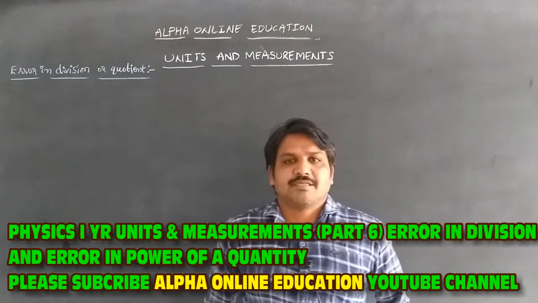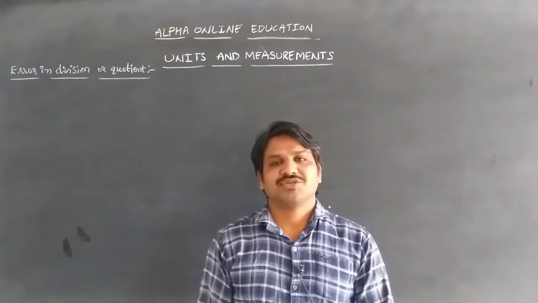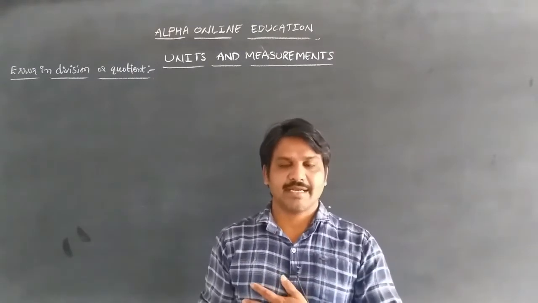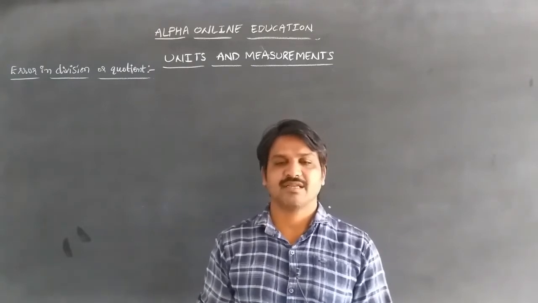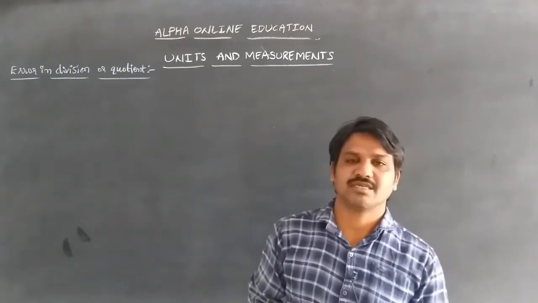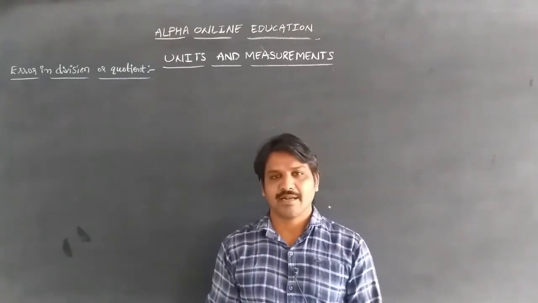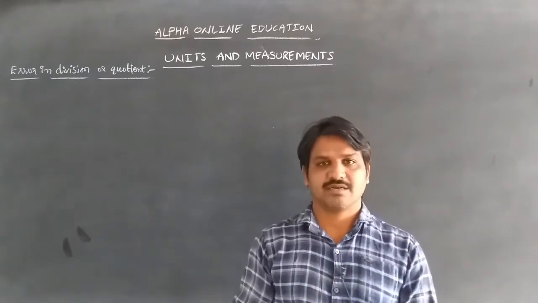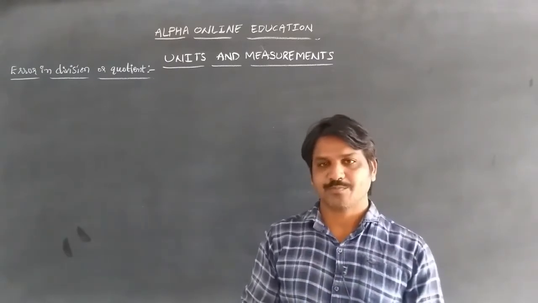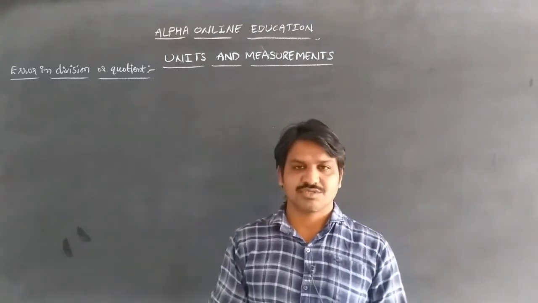Error in division. In the earlier video we discussed the combination of errors, that is, error in addition, error in subtraction and error in a product. Whenever the sum of values or quantities is taken, when they are added, how do we find the error and what is the maximum possible error? We also discussed that and derived an equation for it. Now we are going to discuss error in division or quotient.